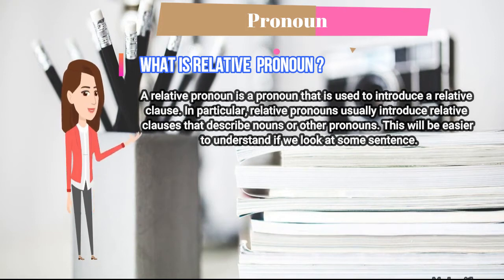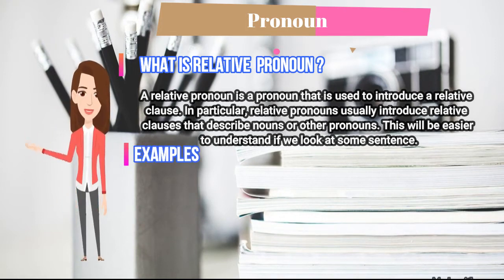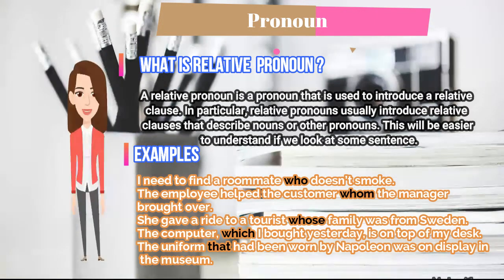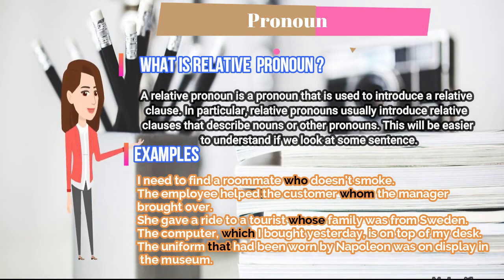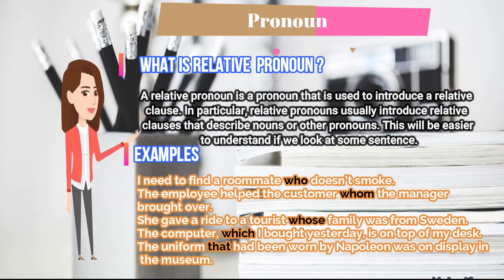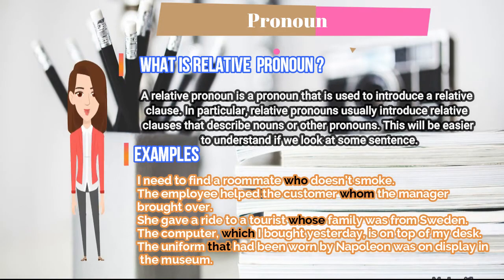Here are some more examples of relative pronouns used in sentences. I need to find a roommate who doesn't smoke. The employee helped the customer whom the manager brought over. She gave a ride to a tourist whose family was from Sweden. The computer, which I bought yesterday, is on top of my desk. The uniform that had been worn by Napoleon was on display in the museum. In these sentences, the relative pronouns who, whom, whose, which and that introduce a dependent clause that modifies the noun.